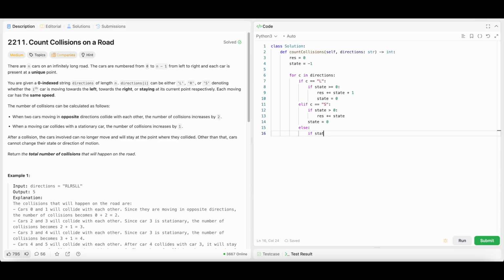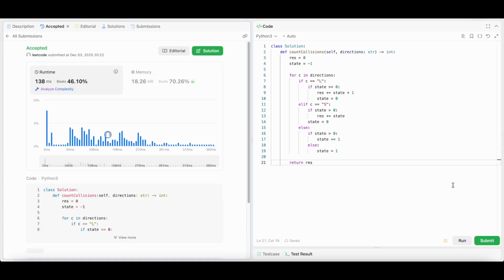And now if C is R, then we need to check if state is greater than 0. If it is, then very simple, we will just increase state by 1. If not, then we will set state to 1. After that, we can return the result. Let's see if it works. Okay, great.